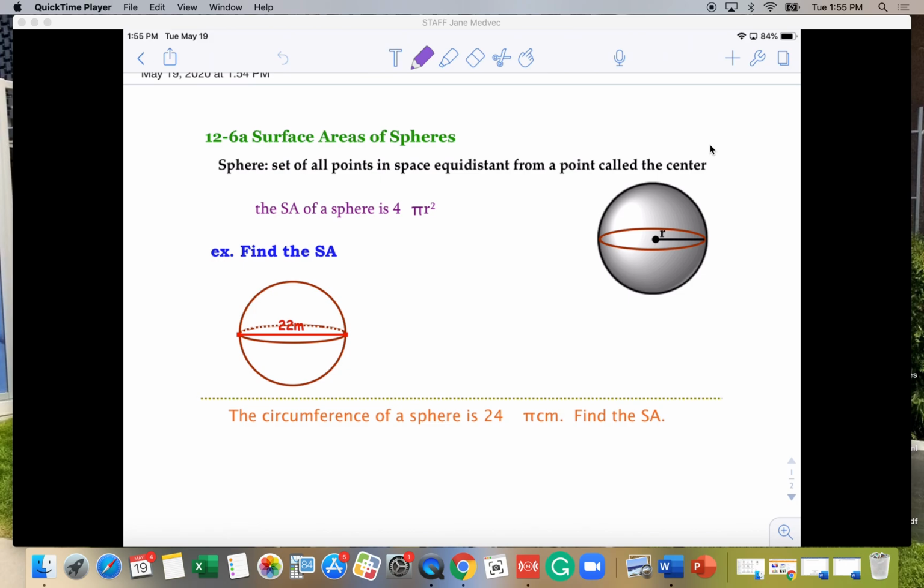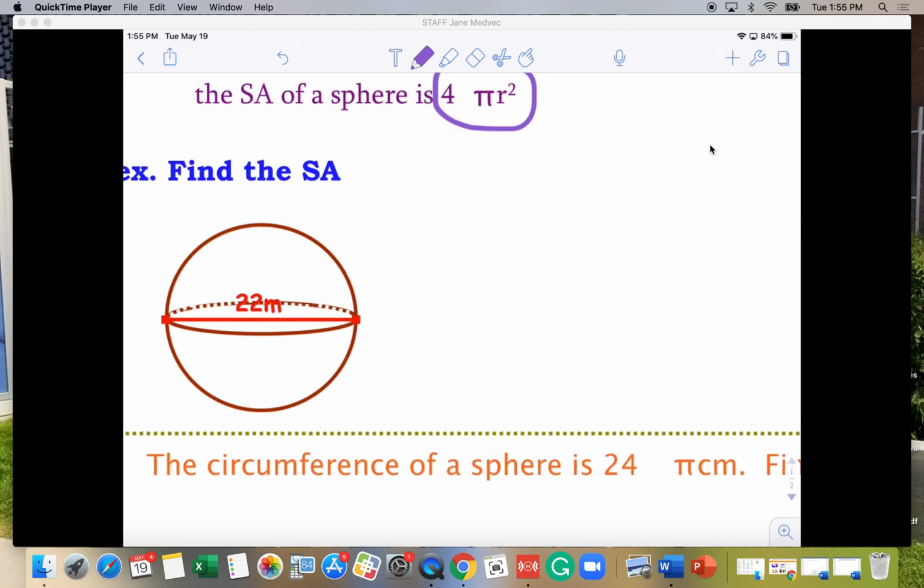The surface area of a sphere is 4 pi r squared. This is the formula that you're going to be using when you solve for surface area. So let's look at this first example. Again, the area equals 4 pi r squared, and you can write SA for surface area.